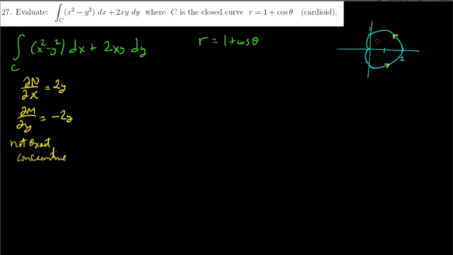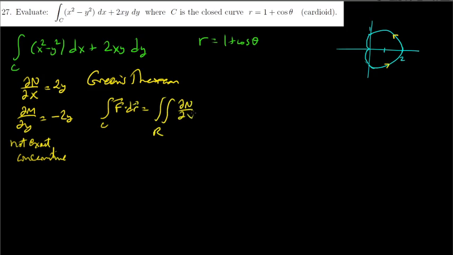However, because it's a closed curve, we can also use Green's theorem instead. Or we could work it out directly, but I think Green's theorem probably makes it a little bit easier here. Green's theorem just says that this line integral can be calculated as the double integral over the region R of partial of n with respect to x minus partial of m with respect to y, dA. And we already know what that is. This is 2y minus negative 2y, so this is 4y.